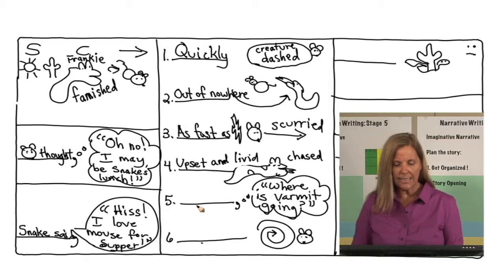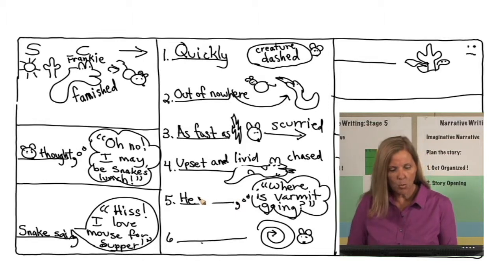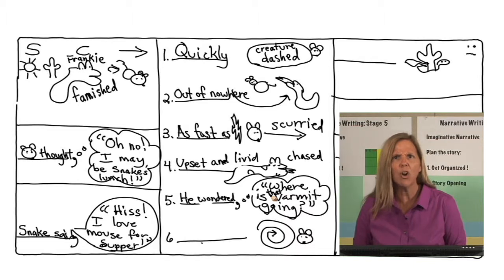Who's doing the next sentence? I don't want to say Frankie again, so let's just say he. He, and then he thought, where is that varmint? But instead of thought, let's use wondered. He wondered, where is that varmint going?